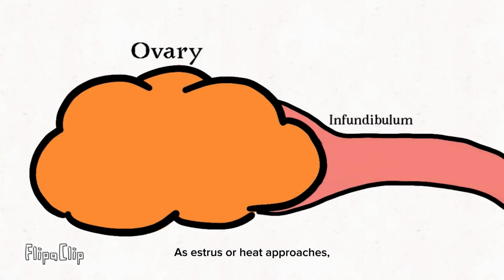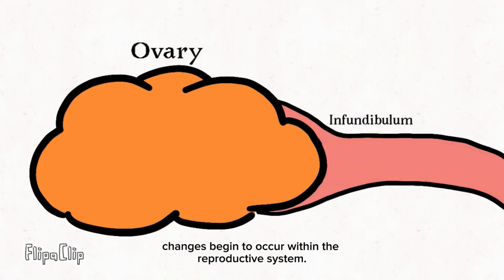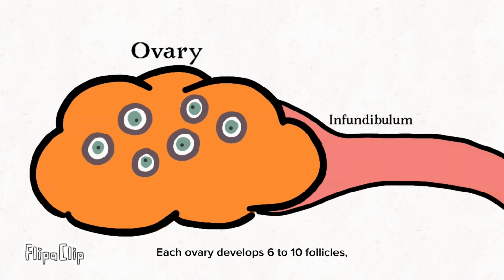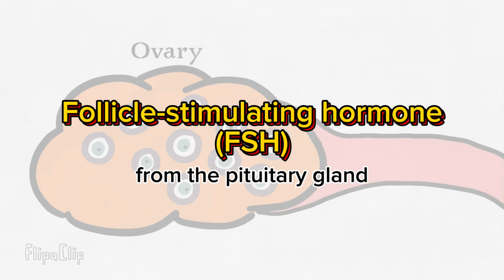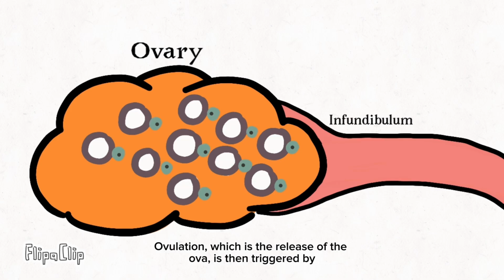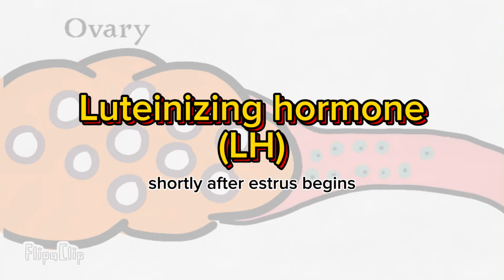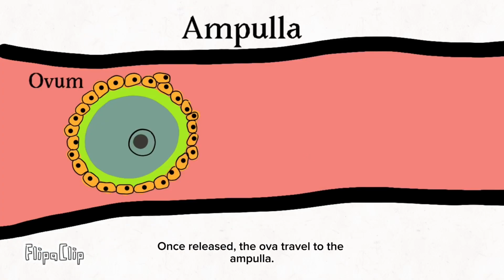As estrus or heat approaches, changes begin to occur within the reproductive system. Each ovary develops 6 to 10 follicles, with each follicle containing a maturing ovum. Follicular growth accelerates, driven by the release of follicle-stimulating hormone from the pituitary gland. Ovulation, which is the release of the ova, is then triggered by luteinizing hormone, shortly after estrus begins. Once released, the ova travel to the ampulla.